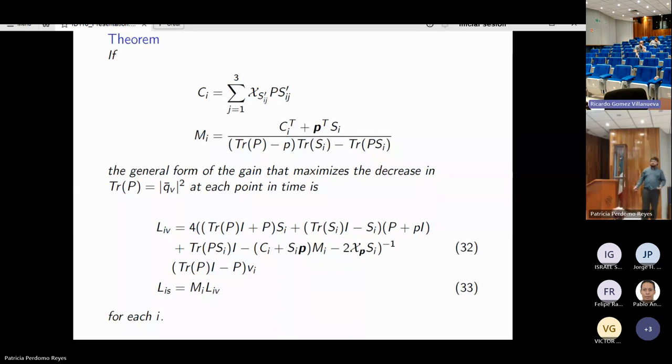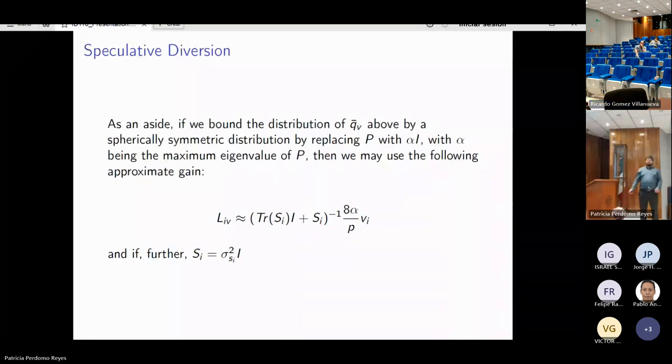These are our optimal gains in this sense for the stochastic portion. Now, we also have a bit of a speculative diversion here. If we look at the behavior near convergence, then we can also, if we bound the distribution of this QB bar above by replacing this P by alpha I, where alpha is the maximum eigenvalue of P, we get this approximate gain.